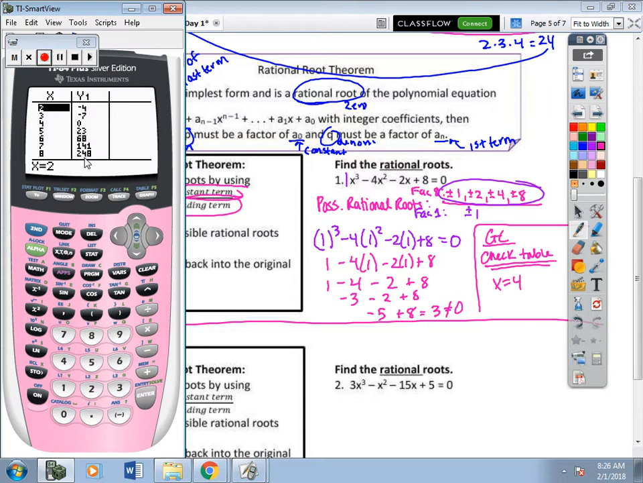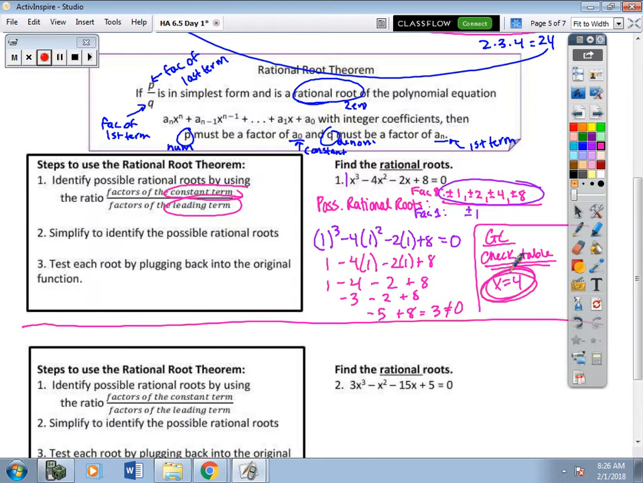8 did not work, as you see in my table. So I'm going to scroll down and see if any of my negative 1 or negative 2 or negative 4 or negative 8 work, and they don't. So the only answer, the only rational answer, is 4. There are technically 2 more answers, but they are either irrational square roots or they're imaginary. And the directions for this just say find the rational roots.